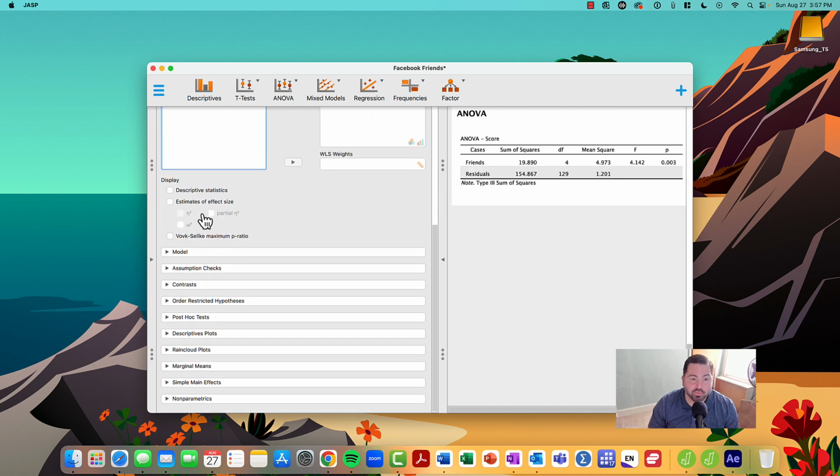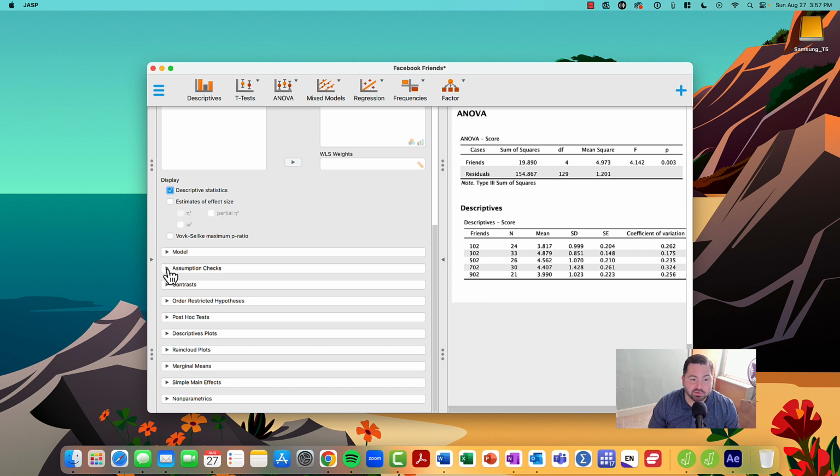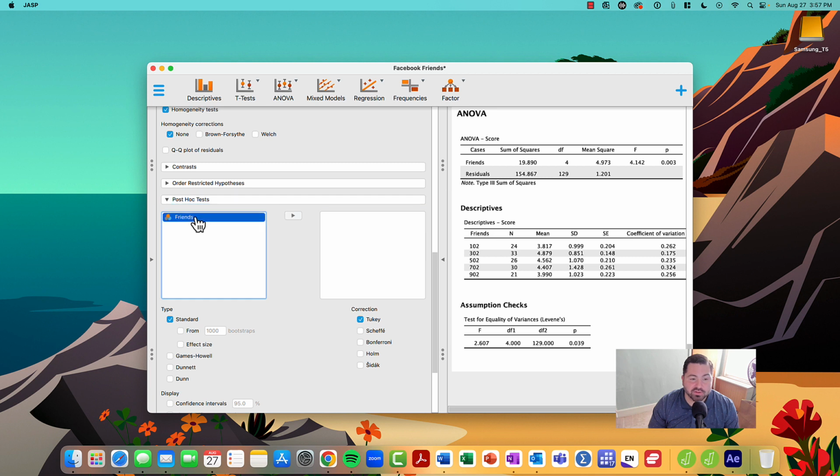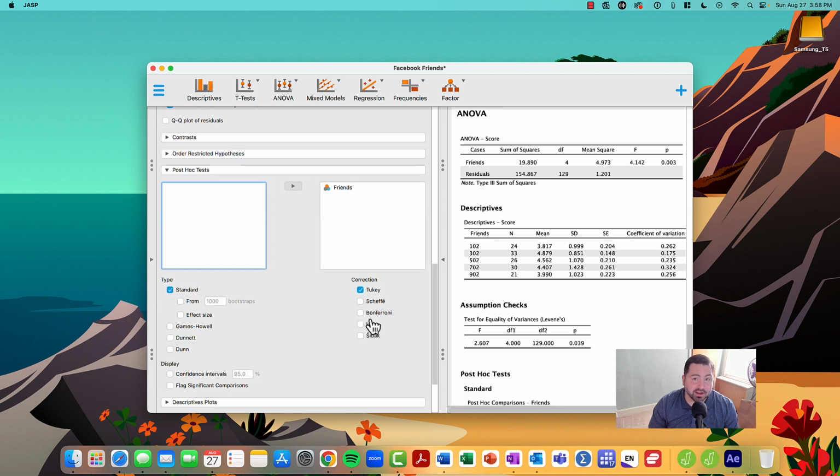Before moving forward, we'll select descriptive statistics and we'll check for our assumptions. Remember, we want homogeneity of the variance assumptions. If the ANOVA is significant, we'll also want to check for post hocs. Go ahead and select post hocs and move the independent variable of friends over to the post hoc box and select the kind of post hoc you want to perform. We'll go ahead and perform Bonferroni, since that's what we learned in class.